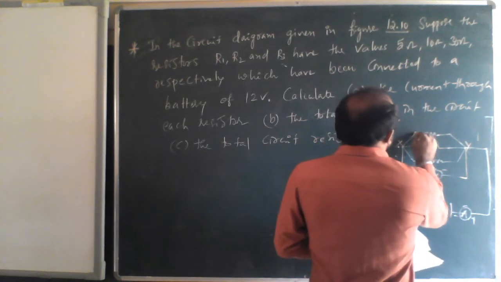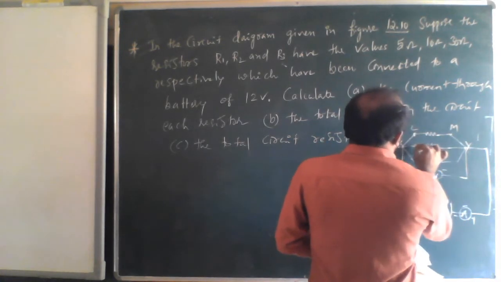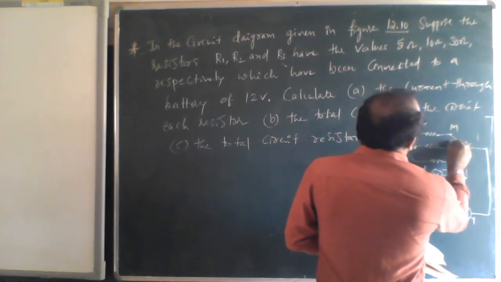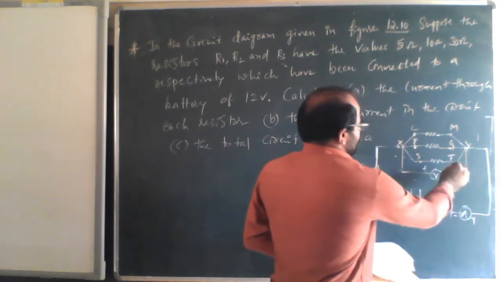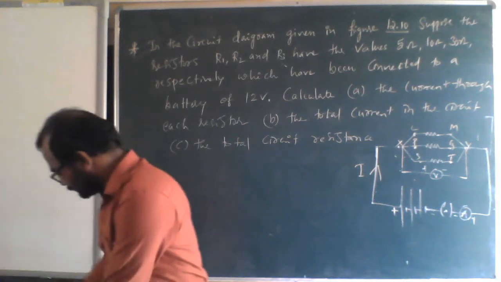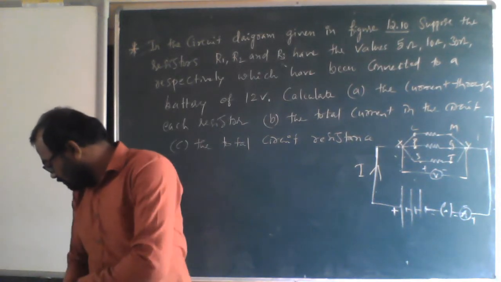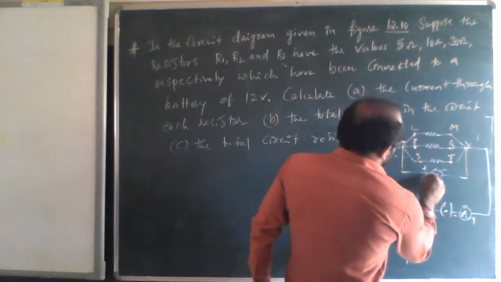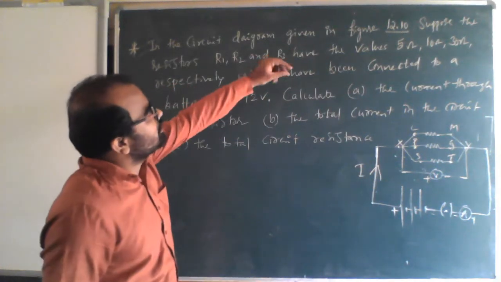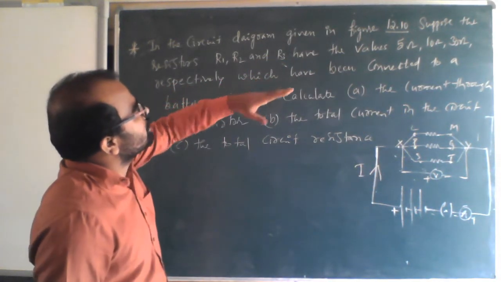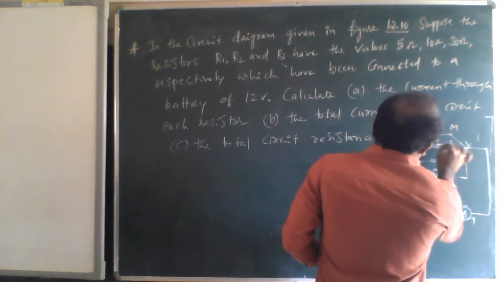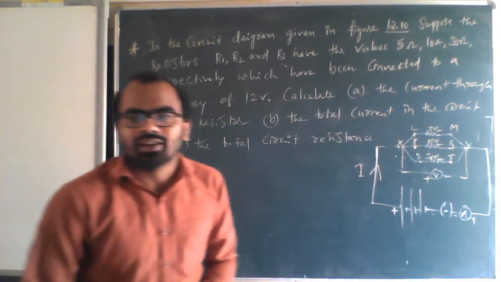Here are 3 points L, M, and PQ, ST. This is the diagram. So I hope you all are clear. Plus, minus. So what have they asked? So this is plus, this is minus. See the circuit diagram given in figure 12.10. Suppose resistors R1, R2, R3 have the values 5 ohm, 10 ohm, 30 ohm. See, this is having 5 ohm, this is having 10 ohm, this is having 30 ohm, respectively.